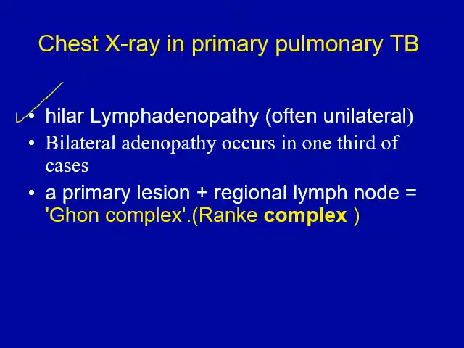The primary lesion plus the regional lymph node is called the Ghon complex or lung complex. It appears as an opacity in the lung, a small opacity, usually in the upper lobe, with the enlarged lymph node. And this may be calcified, appearing only as calcification.